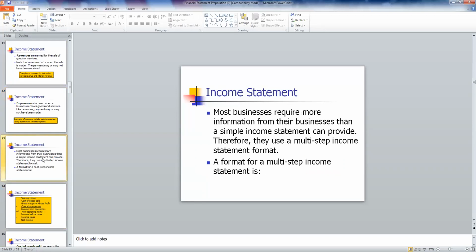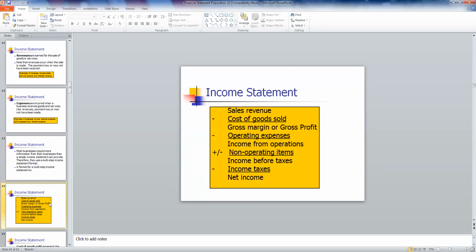So when we talk about single step versus multi-step, we're going to break out the income statement. And in our course, we're only going to go through income from operations or operating profit. So we're not going to worry about these non-operating items. That's really for advanced accounting. But income statement: sales or revenue, minus cost of goods sold or cost of sales or cost of revenue, equals gross profit or gross margin, minus operating expenses, equals operating profit.